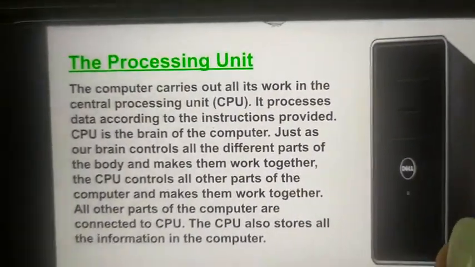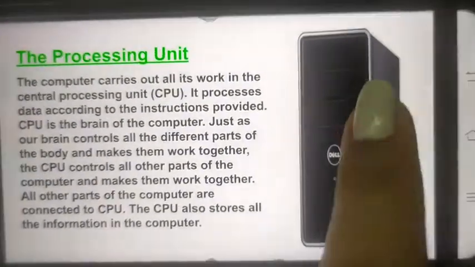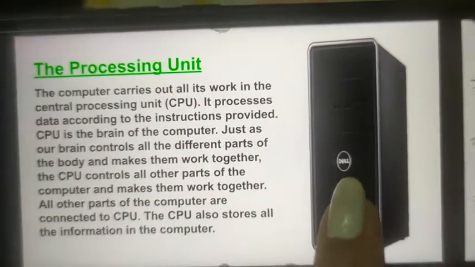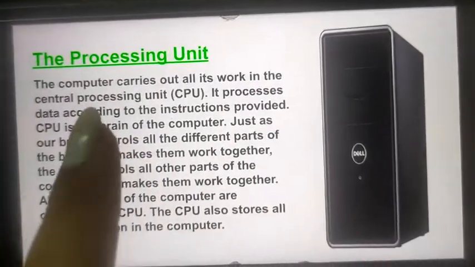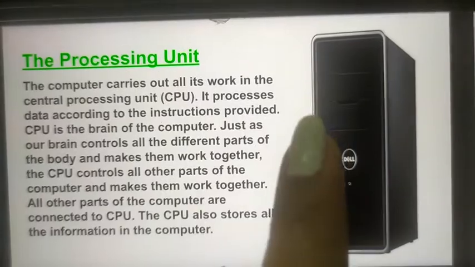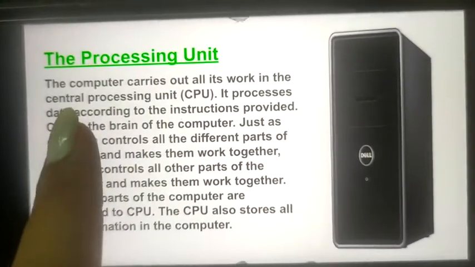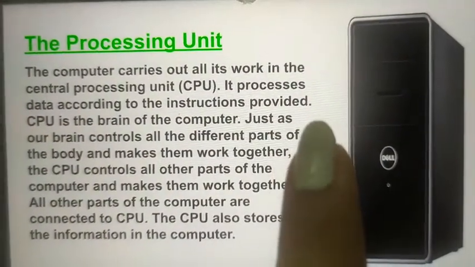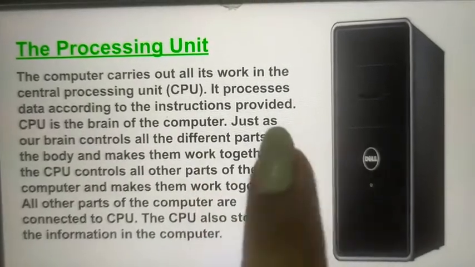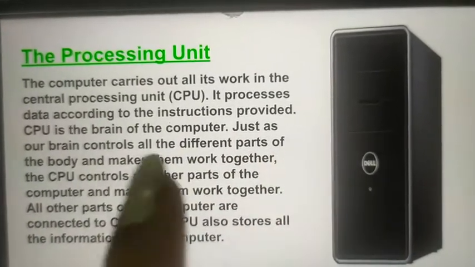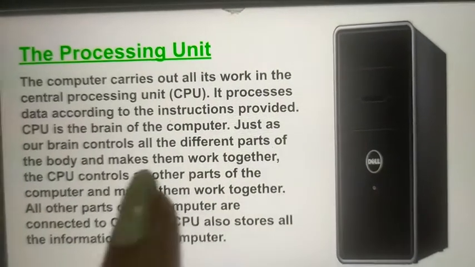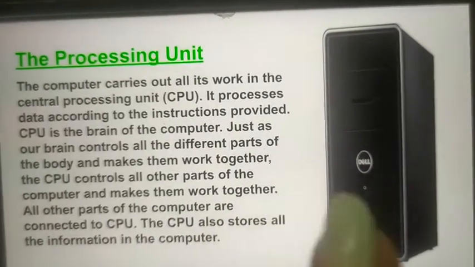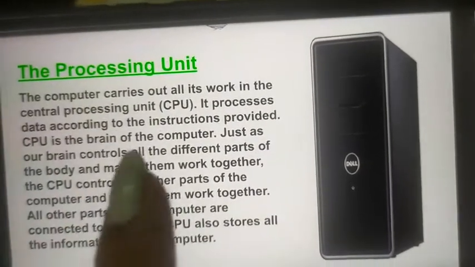Now what is a processing unit? Processing is used to do our process. We are giving the input to the computer and the CPU will do the process. The computer carries out all its work in the central processing unit. CPU stands for central processing unit. It processes data according to the instructions provided. CPU is the brain of the computer. Just as our brain controls all the different parts of the body and makes them work together, the CPU controls all other parts of the computer and makes them work together. So CPU is like a brain which controls the computer parts.